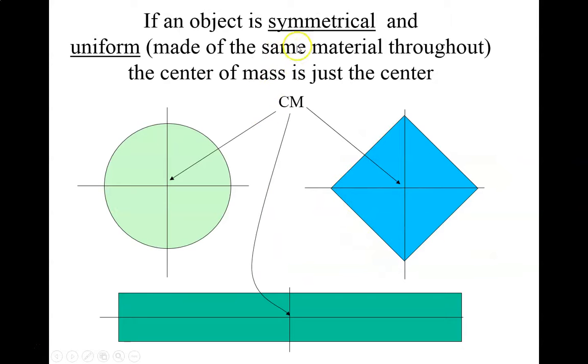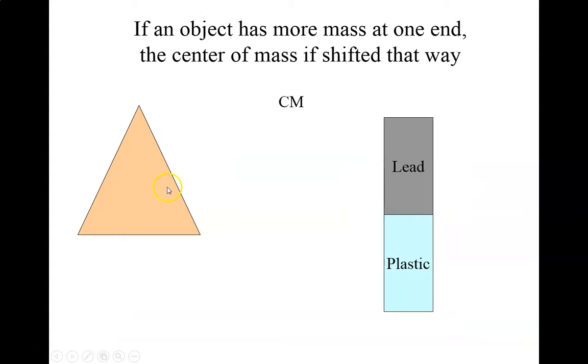As I said before, if objects are symmetrical and uniform, by uniform I mean they're made of the same stuff all the way through, then the center of mass just lies in the middle. So you can draw lines of symmetry, and if you can draw two lines of symmetry, the center of mass will lie at the intersection of those. If you can draw one line of symmetry, the center of mass will lie along that line somewhere.